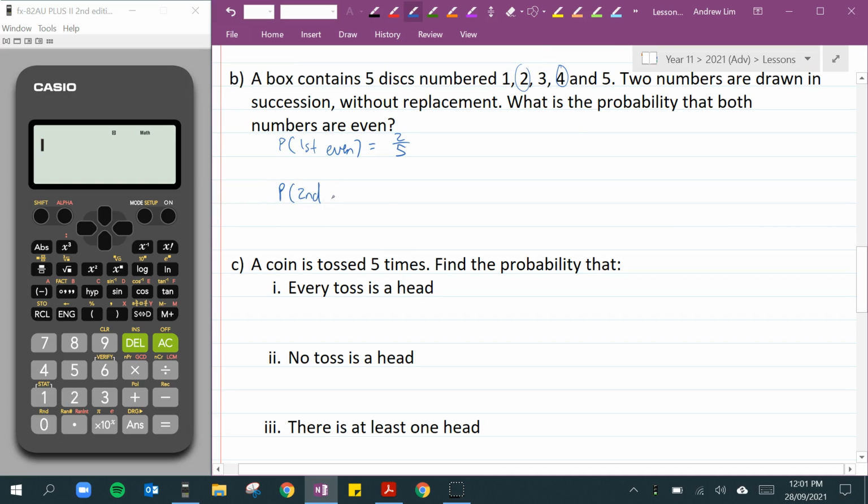However, if we've picked 1 already, there's only 4 left to pick from. Let's say we've picked the number 2. Now there's only 4 numbers to choose from, and only 1 of them is even. So the probability that the second number is even is 1 out of 4. Therefore, the probability that both are even, we're just going to multiply these two together: 2 out of 5 times 1 out of 4, which is 2 out of 20, or 1 out of 10.